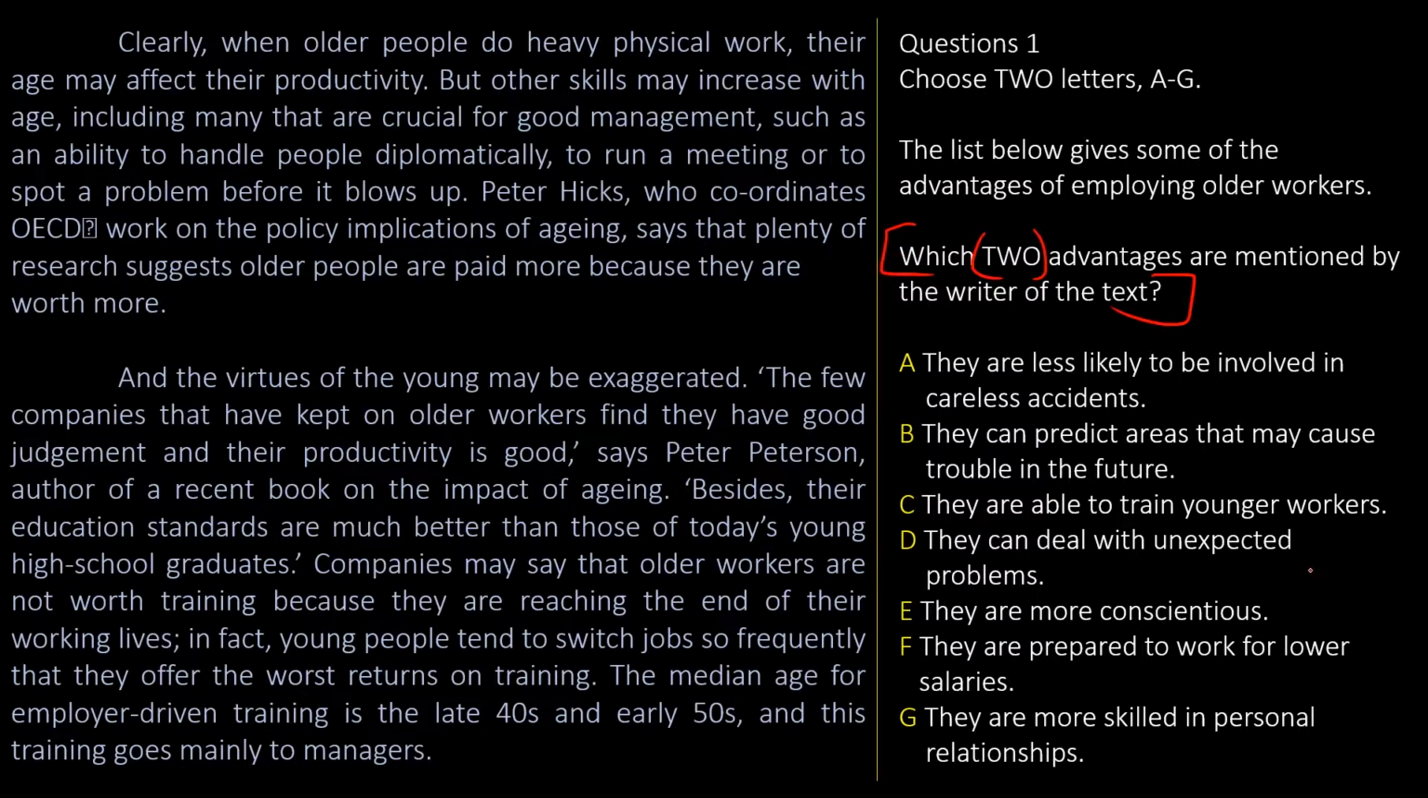Great, we are back. Let's see the answers themselves. Solution for this one is B. They can predict areas that may cause trouble in future. And G. They are more skilled in personal relationships. We can discuss the answers later.